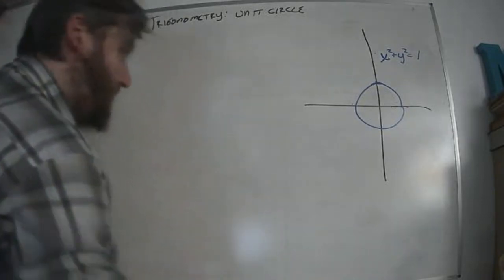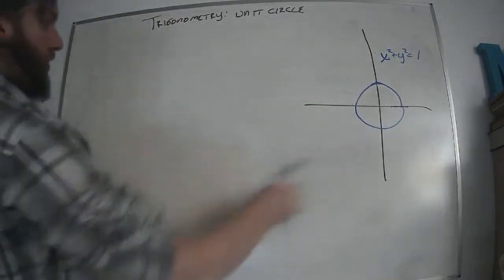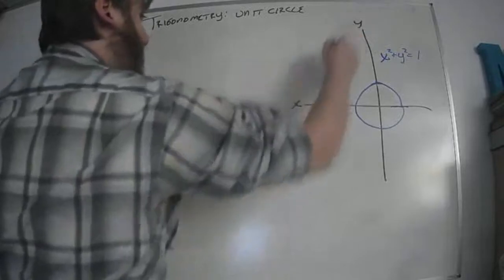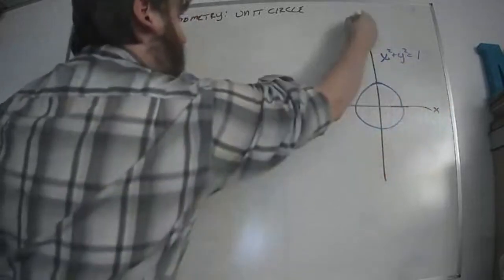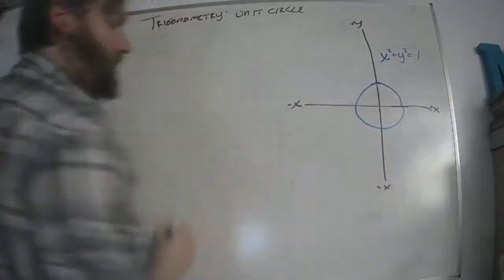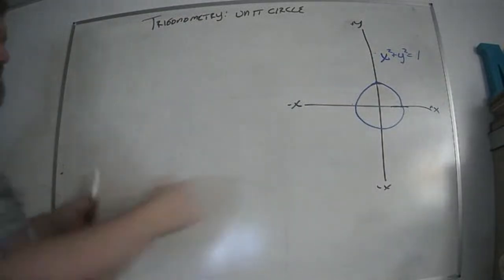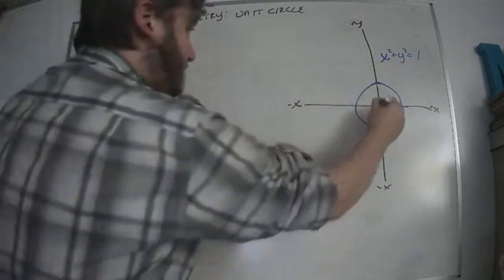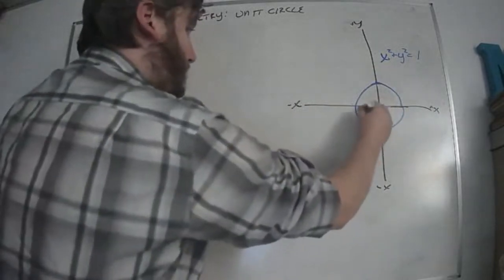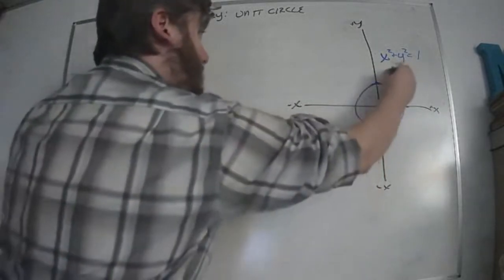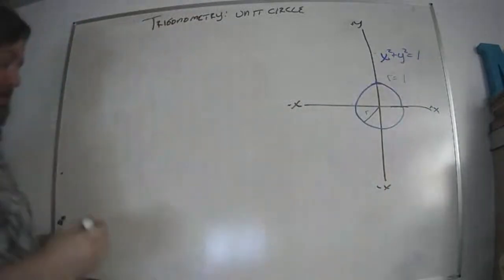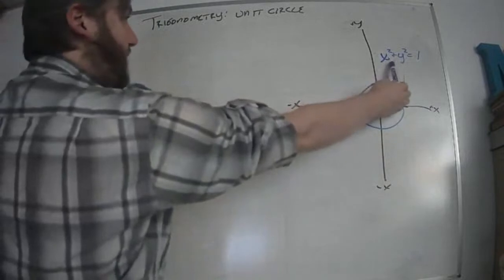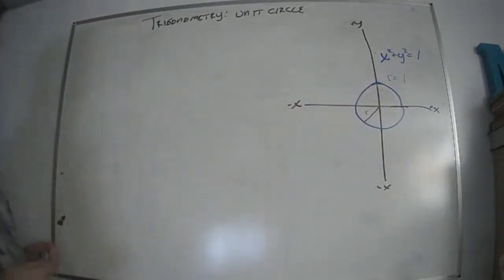So, what is a unit circle? Unit circle, here measured on a Cartesian plane, where this is the x-axis and this is the y-axis, is this shape, a circle, and this circle has radius r equals 1. That is to say, the unit circle is described by this equation, x squared plus y squared equals 1.